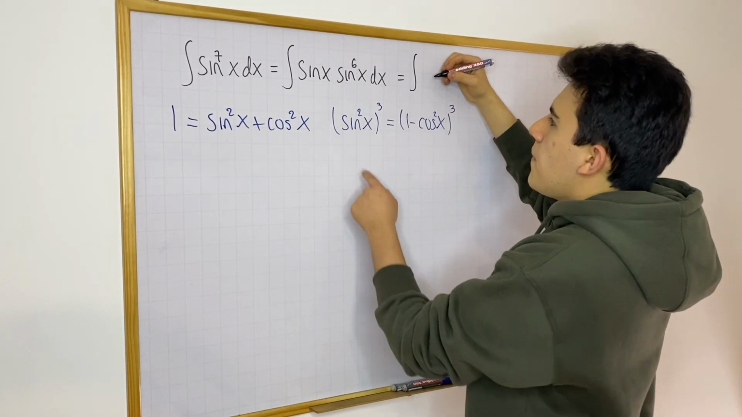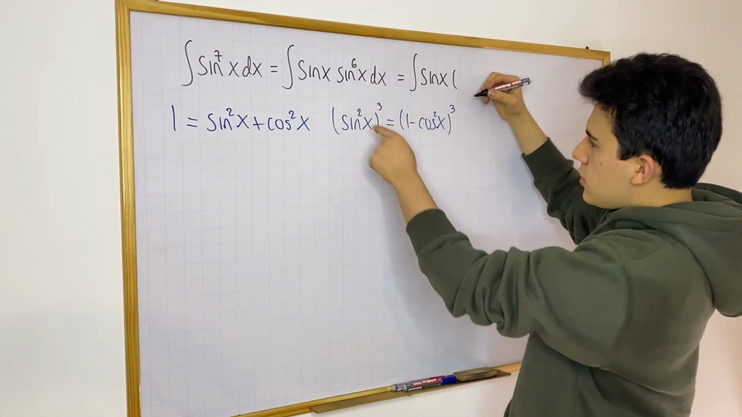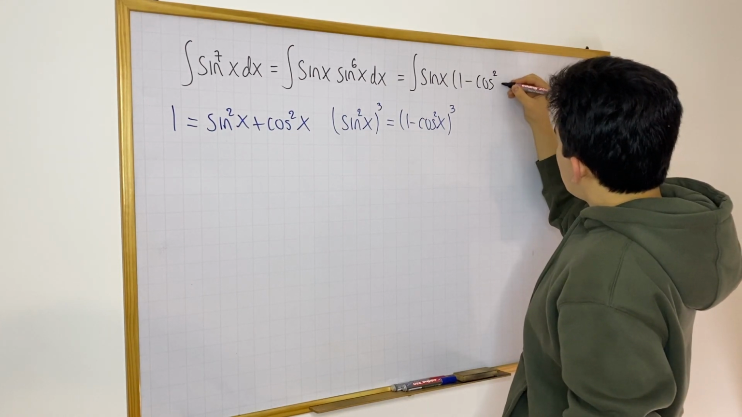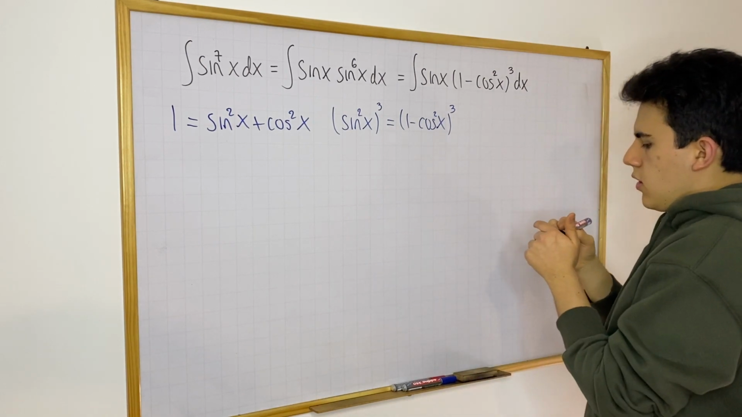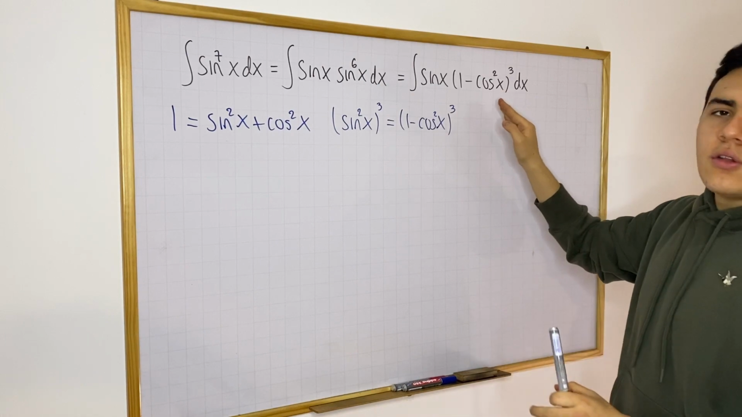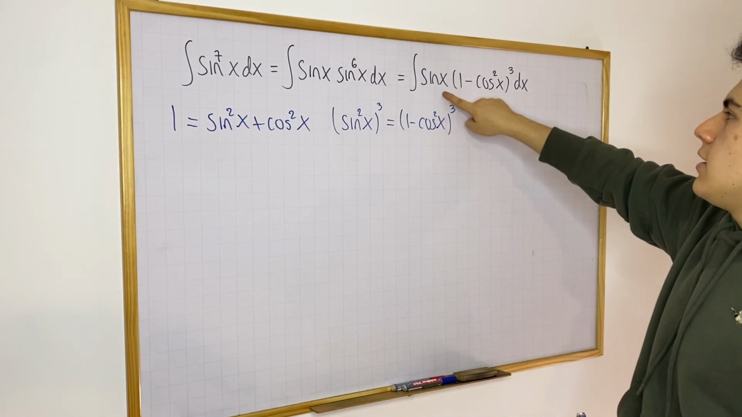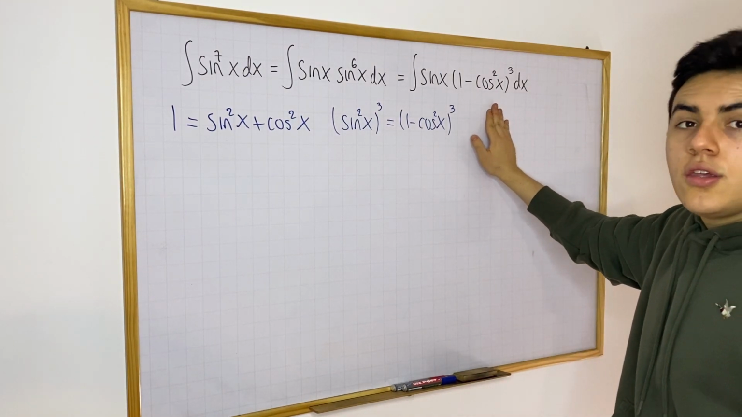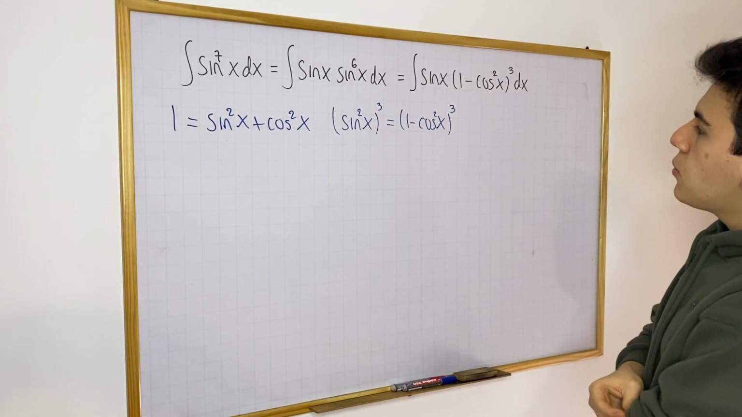So we're going to have sine x times sine to the 6th, which we know is equal to 1 minus cosine squared x to the 3rd power dx. So this is the integral that we get. Now take a really good look at it. Hopefully you see that sine is a derivative of cosine. That should tell you that we can use substitution for this antiderivative, and that's exactly what I'm going to do.